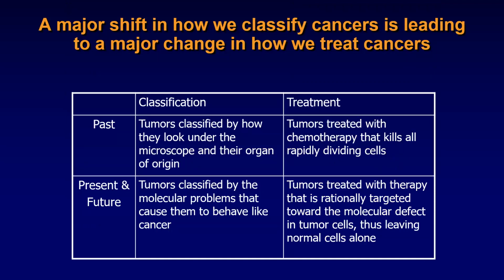So we're moving away now. There's a major shift in how we're classifying cancers. We are not just looking at how they look under the microscope, but we're beginning to understand the molecular problems, the problem under the hood of the car that's making that cancer grow and divide. And that's allowing us to move from cancer treatments that kill all rapidly dividing cells indiscriminately to treatments that are targeted or tailored to what's going on in the car, rather than blowing up the whole engine, just replace the spark plug.